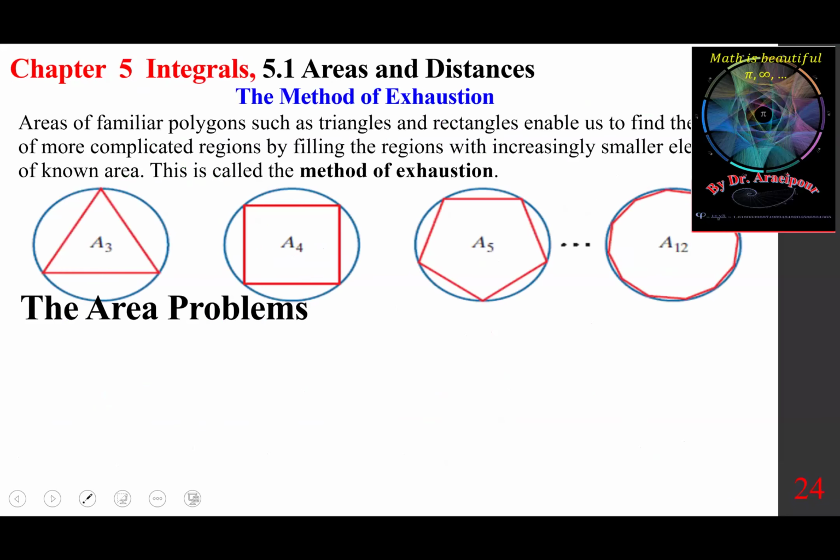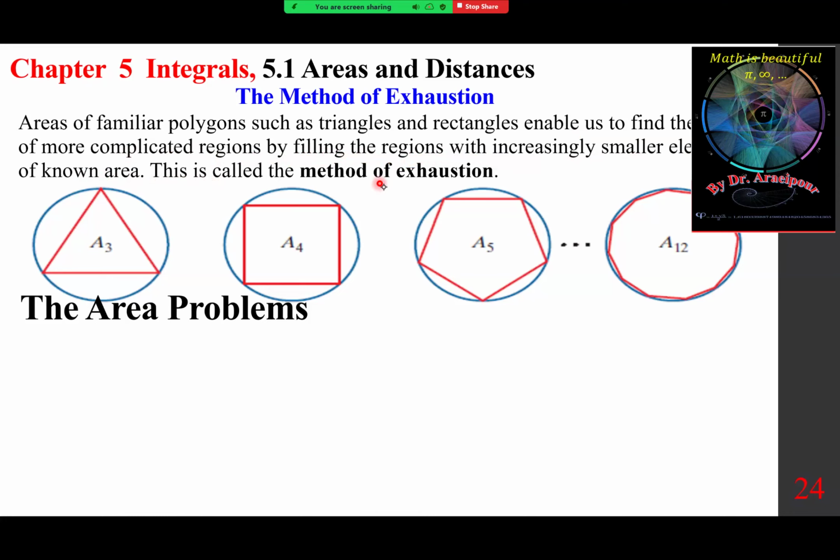Let's go to 5.1, areas and distances, the method of exhaustion. Areas of familiar polygons, such as triangles and rectangles, enable us to find the areas of more complicated regions by filling the regions with increasingly smaller elements of known area. This is called the method of exhaustion. What are we talking about?